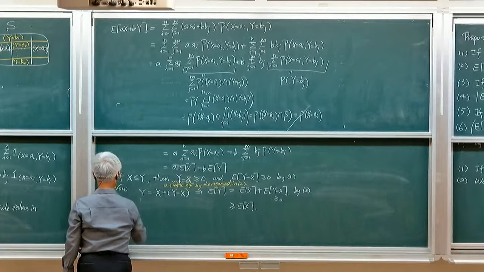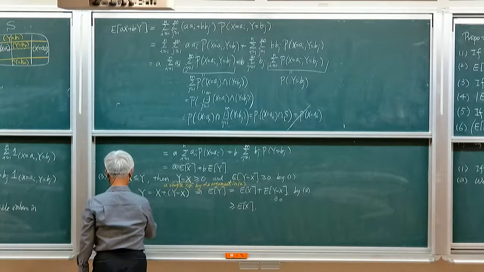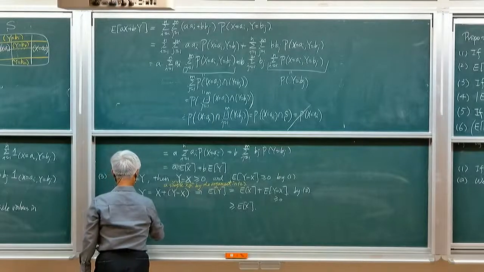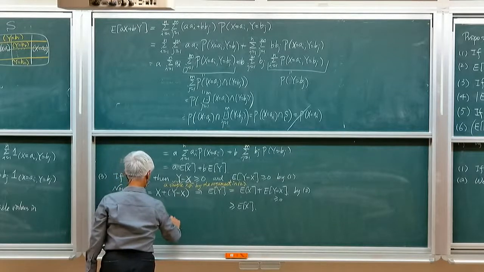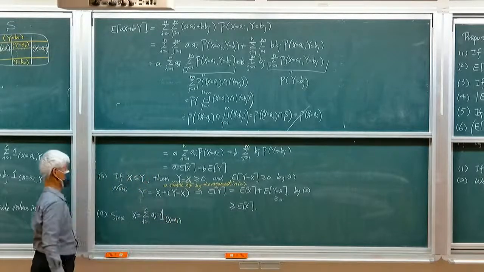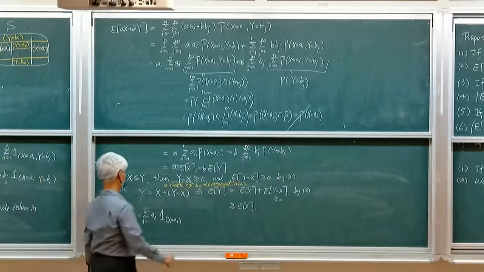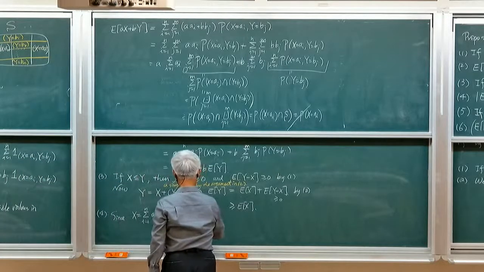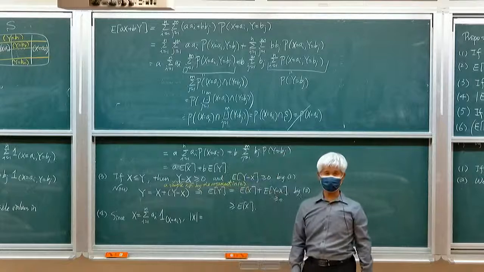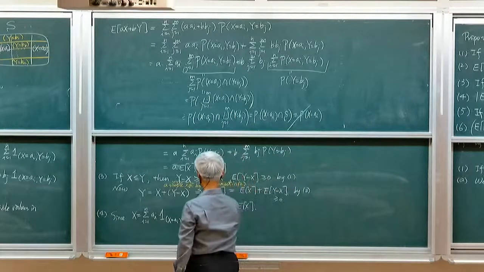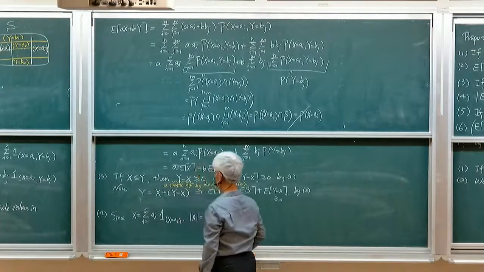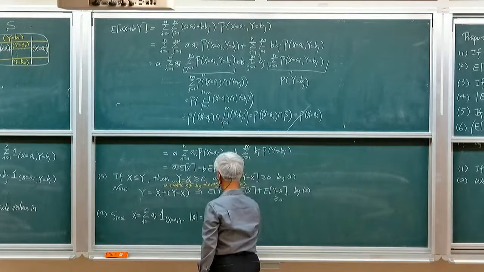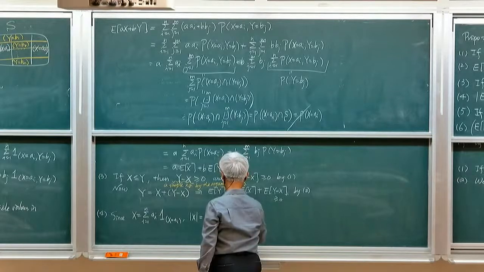Since x is equal to the sum of a_i times the indicator of x equal to a_i, we can express the absolute value of x as the sum for i from 1 to n of the absolute value of a_i, times the indicator of x equal to a_i.